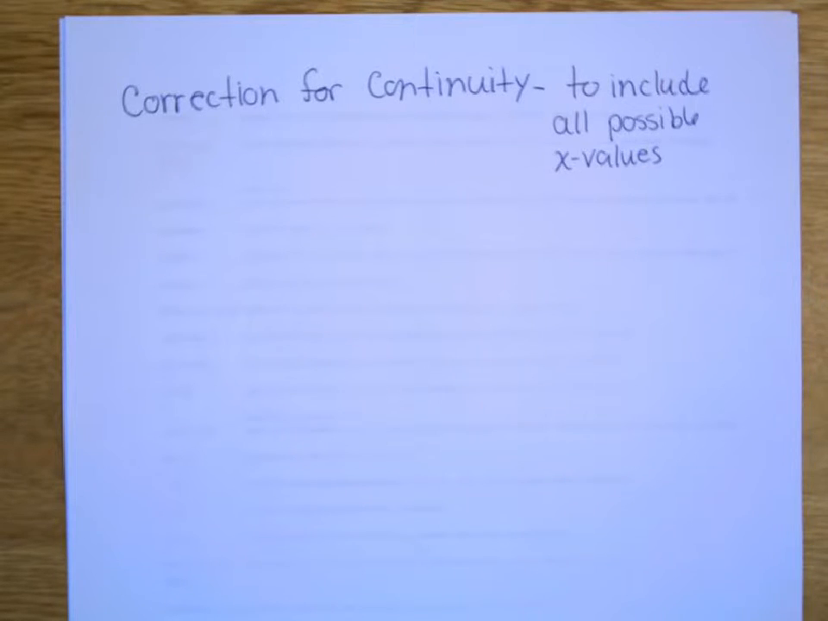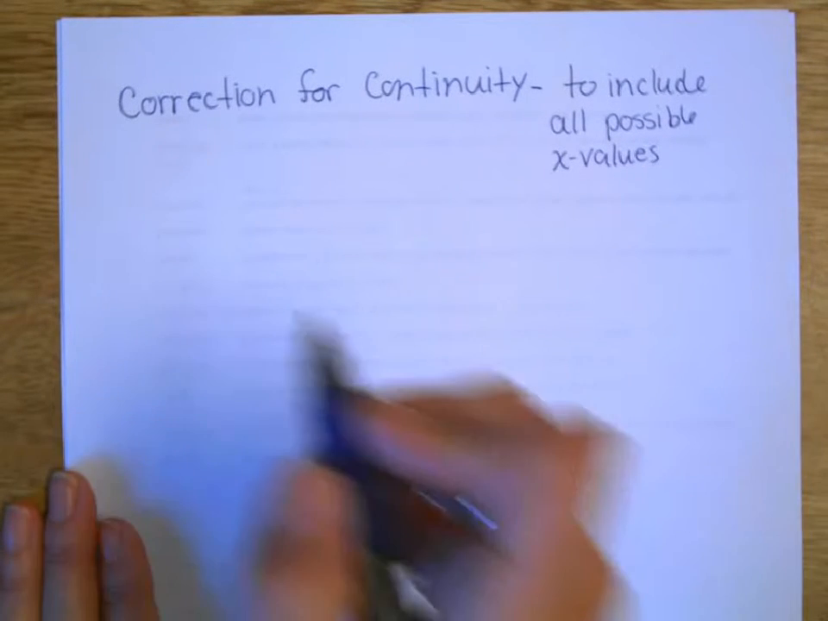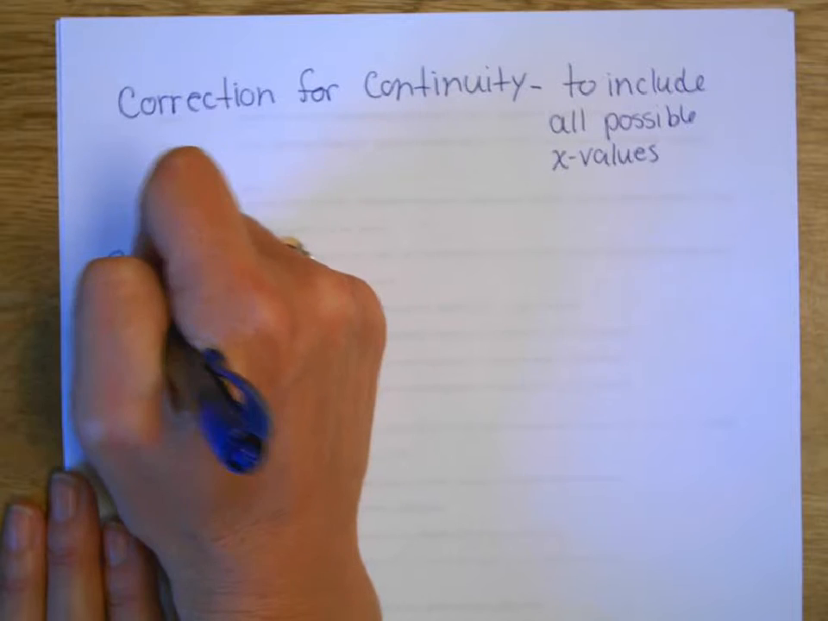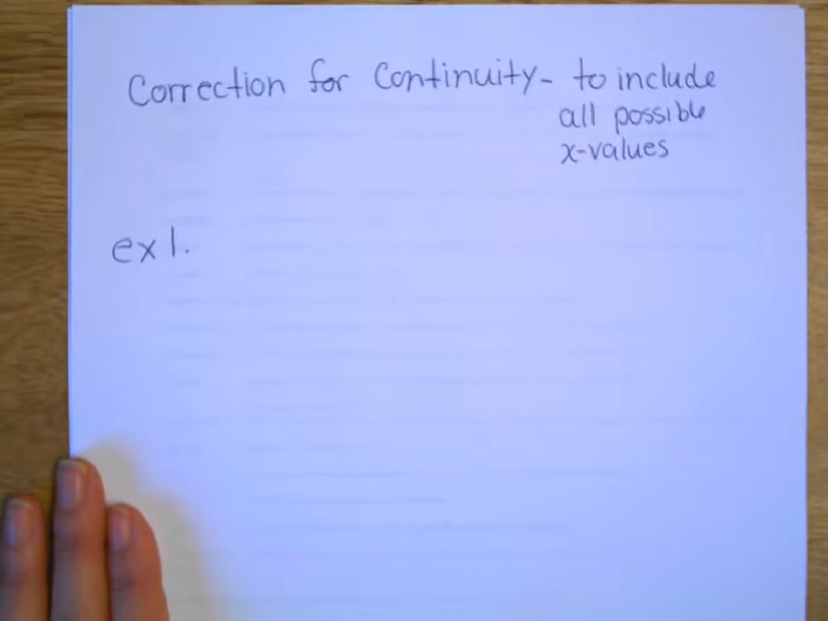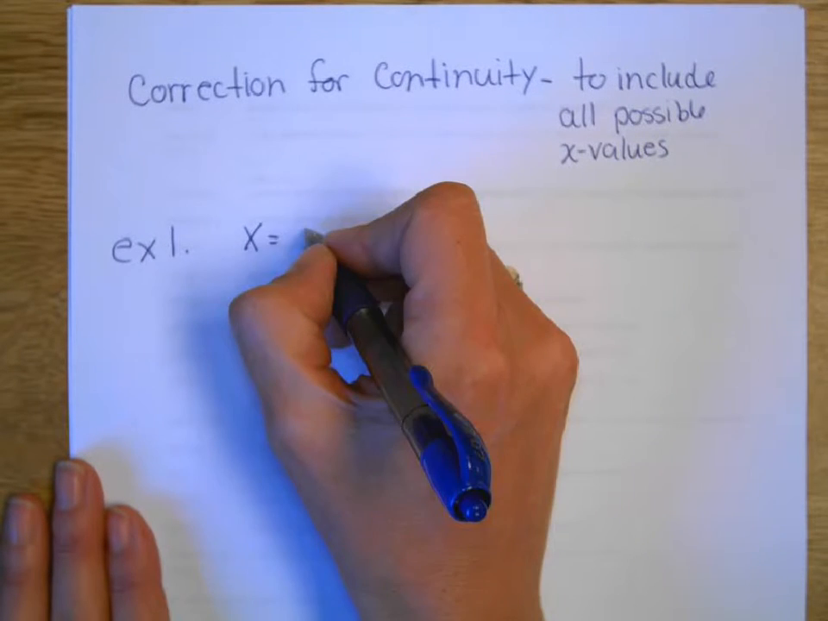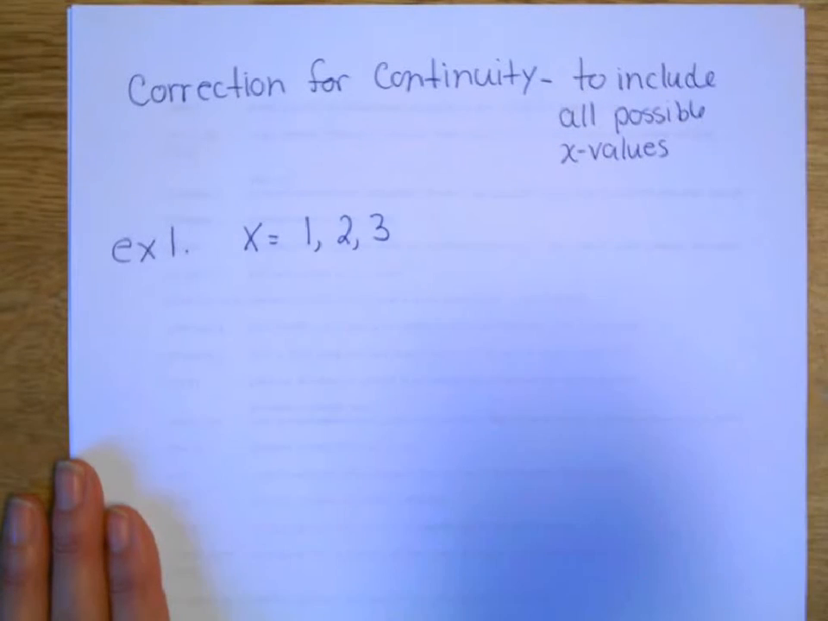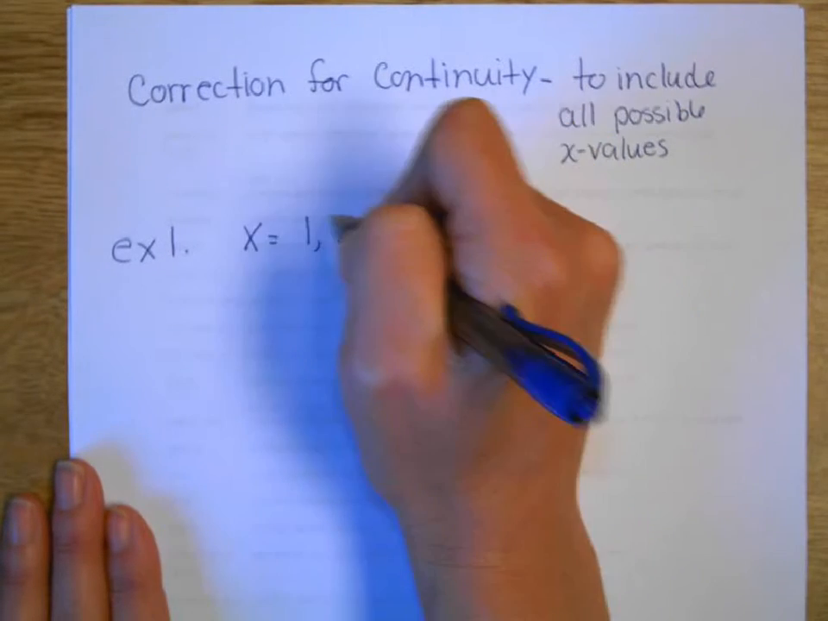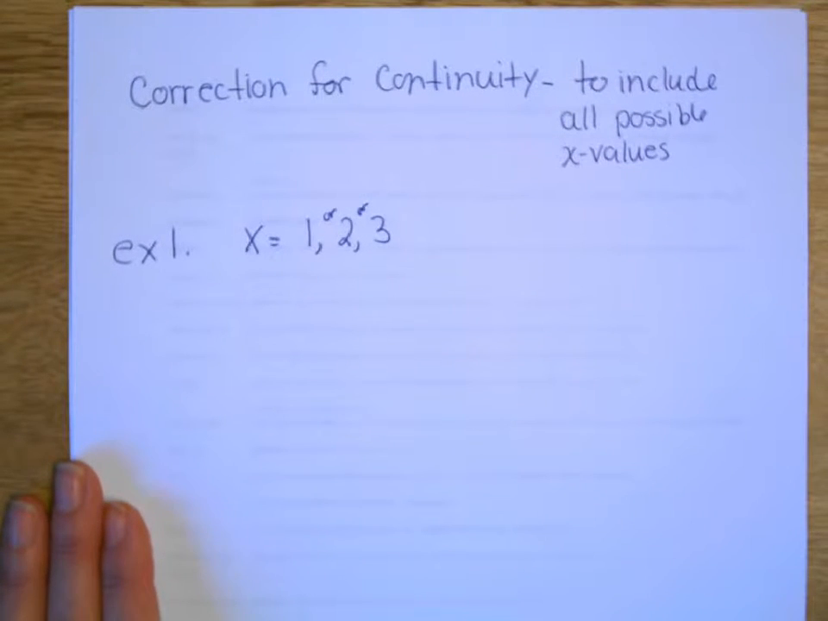Okay. I'm going to try and limit this a little bit. Let's call this example 1. Let's just say my binomial distribution, I was looking for 1, 2, or 3 successes. 1 or 2 or 3 successes. That makes sense.